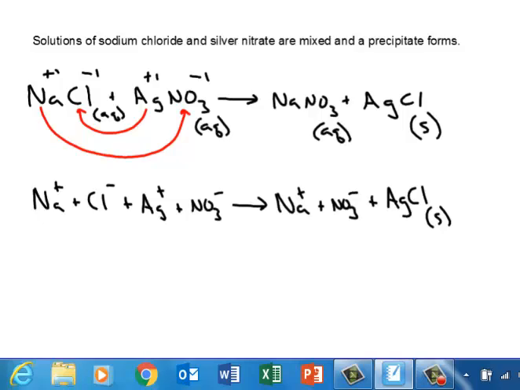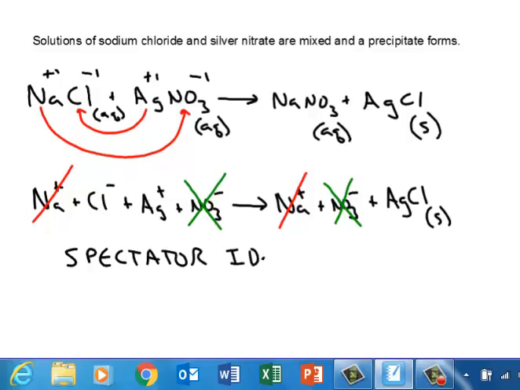What I want to do here is look and see what does not change. The sodium ion starts as an aqueous ion. It ends as an aqueous ion. Sodium did not change. The nitrate ion starts as an aqueous ion, ends as an aqueous ion. The nitrate ion did not change. These are called spectator ions. Spectator ions are unchanged in a chemical reaction.